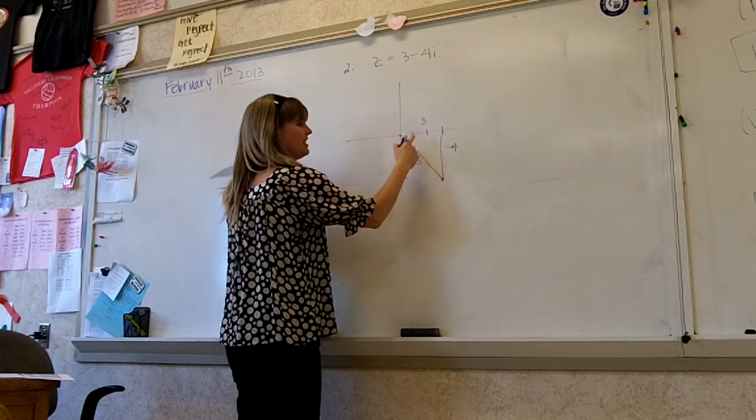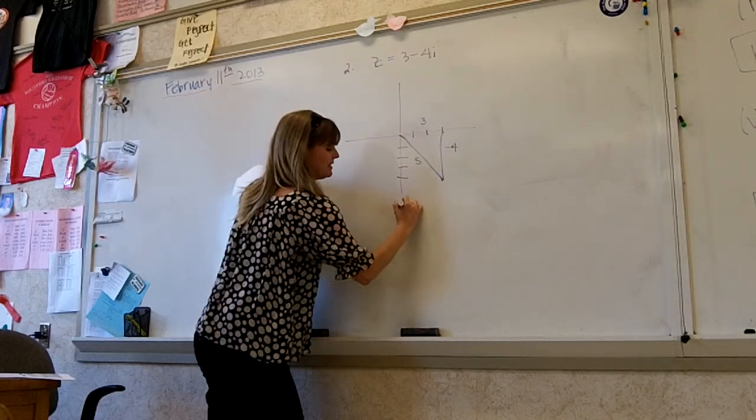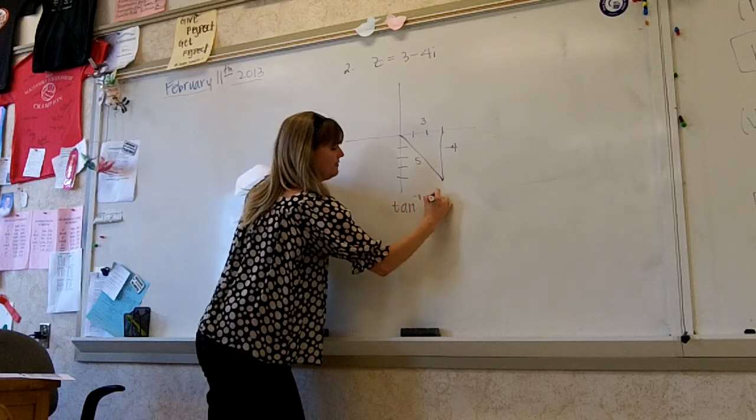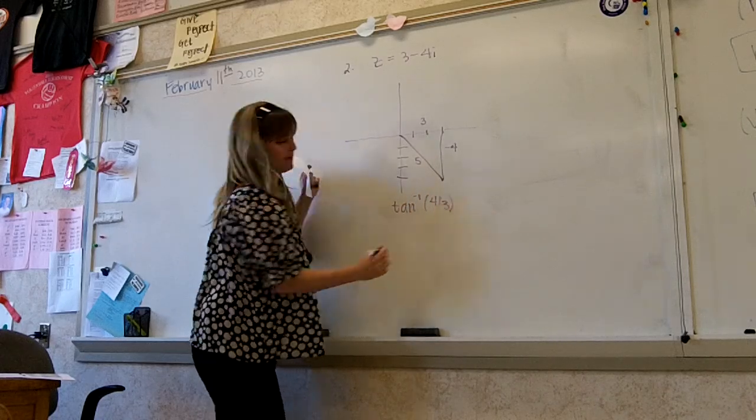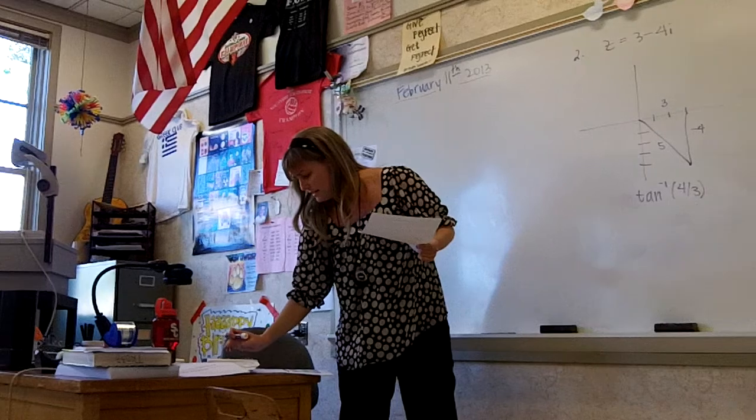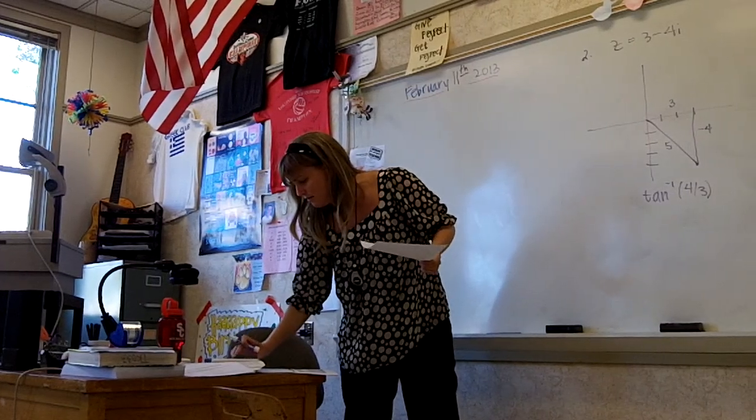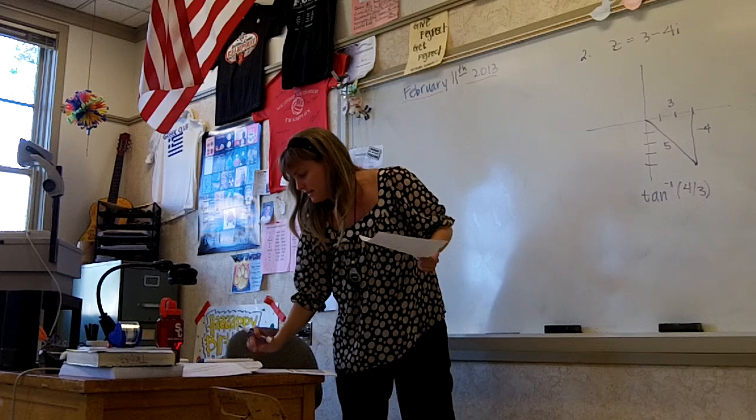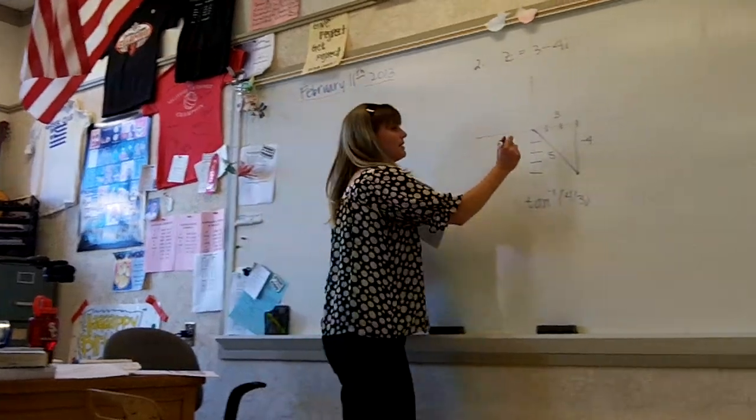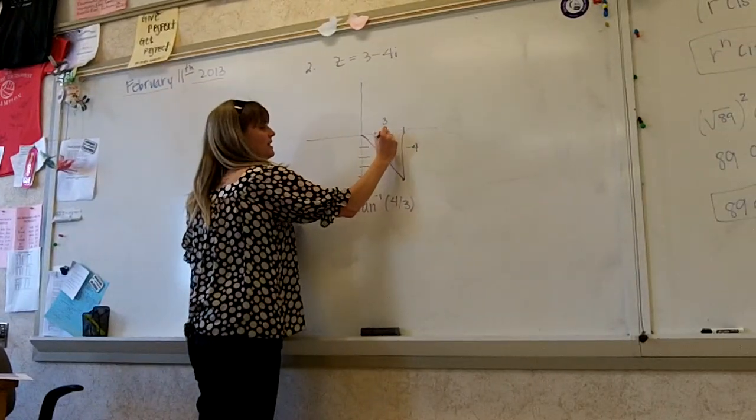And what's this angle in here equal to? I've got to do inverse tan of 4/3. But I'm not done with that yet. So let me turn my calculator on. Second tan 4/3. You see, I'm not even using a graphing calculator. So I get that this is 53 degrees.